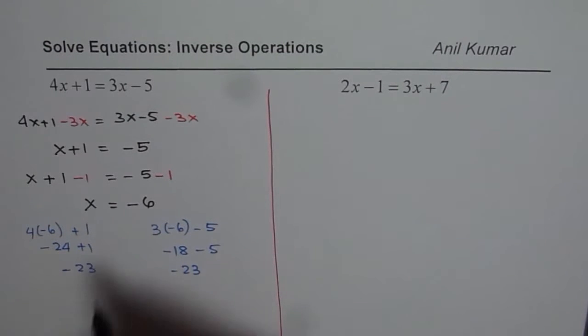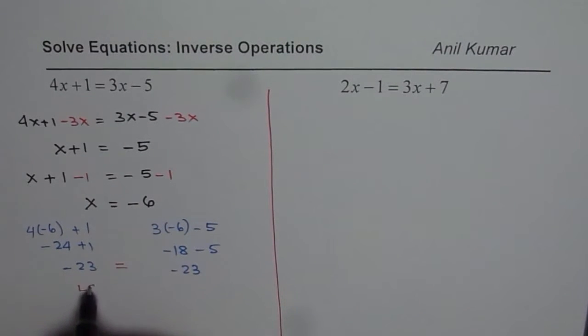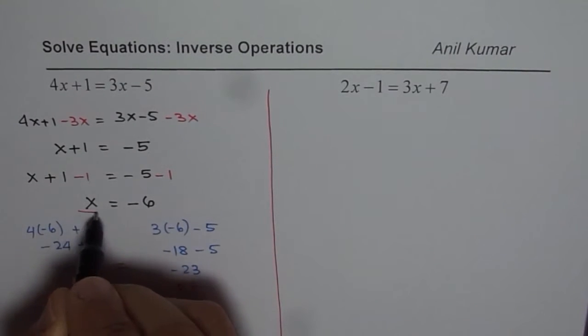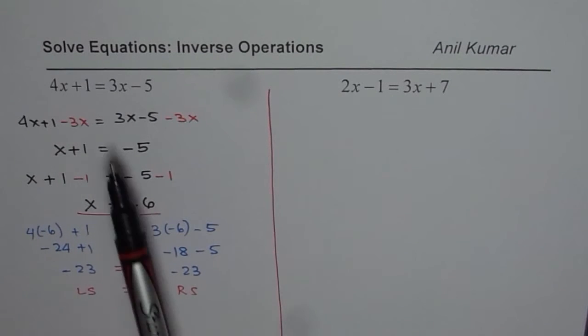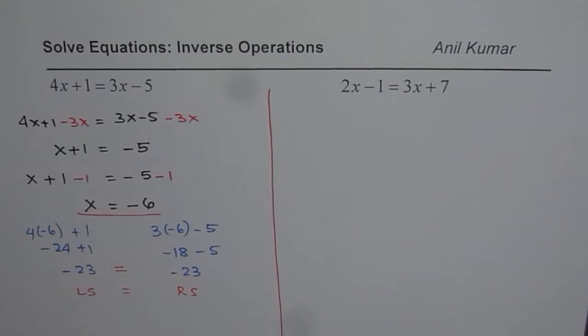So what we get really is that the left side and the right side are equal. So that is what the solution does, right? The solution makes both sides equal. So for the value of x equals minus 6, this equation is valid. That is what we can say, right? Now you can pause the video, follow these steps and solve the given equation.